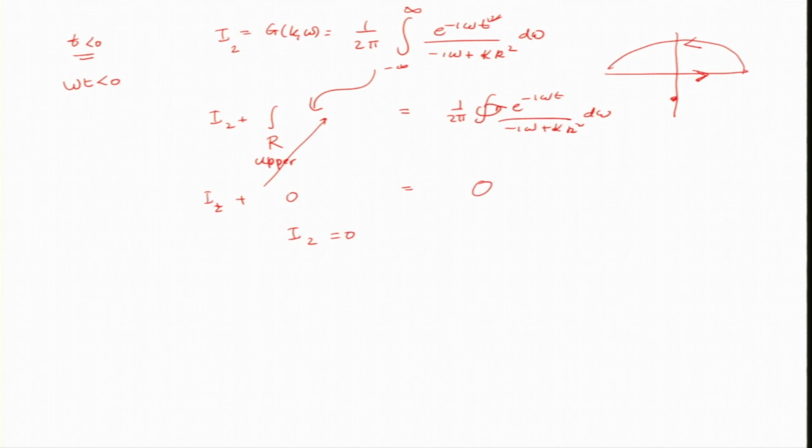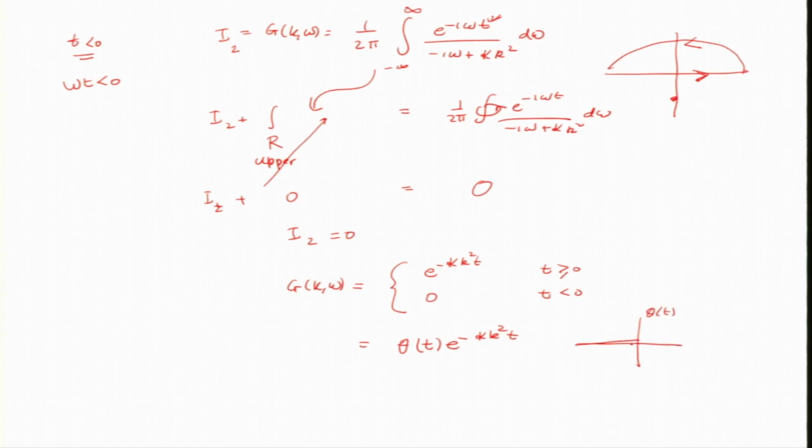So, for t less than 0, for negative time, the Green's function is 0. Okay. In fact, if you have done Green's function in your course, you write it like this: g k omega is exponential minus kappa k square t for t positive, and 0 for t negative. Or we use the theta function, theta t exponential minus kappa k square t. Theta is a step function, so theta t is 0 and then jumps. Okay. So, we solved one Green's function here, a time dependent Green's function.